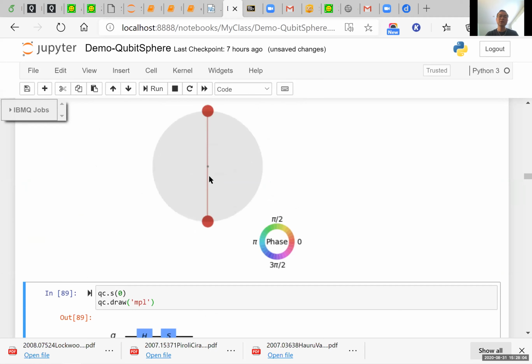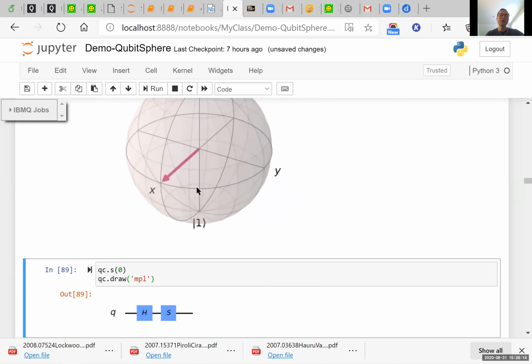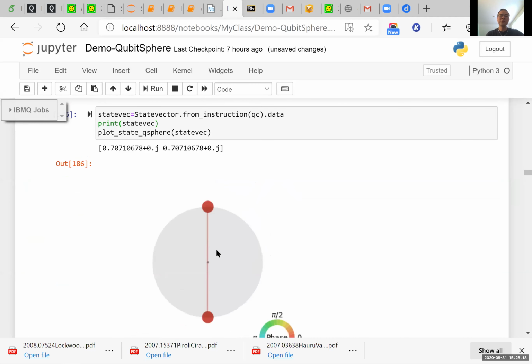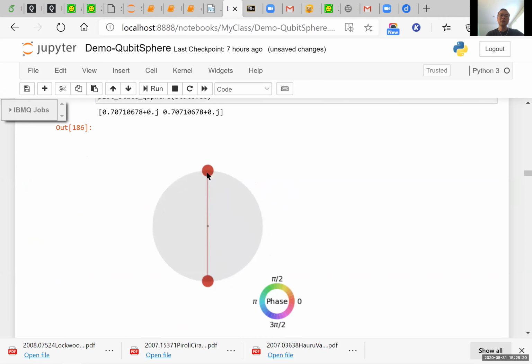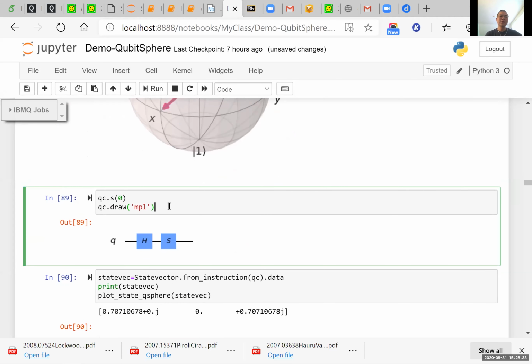So this is the feature of Qsphere. But if I use a Bloch sphere, I would see that it's pointing in the x direction. Basically, the Qsphere is keeping track of the superposition. Here, north pole is 0, south pole is 1, and the phase factor is all 0, so it's in a plus superposition.